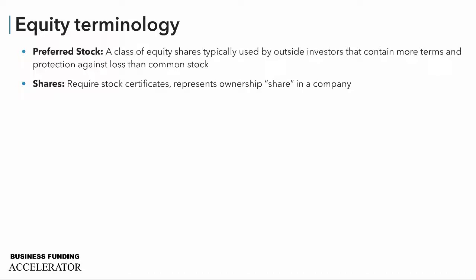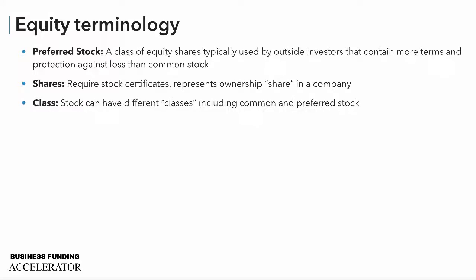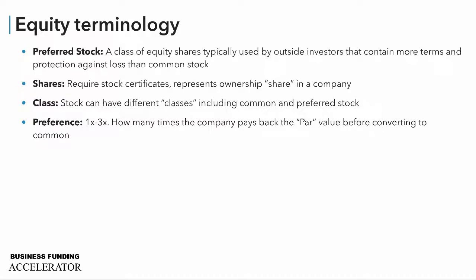Next, we talked about shares as well as stock, but shares require stock certificates. They represent the ownership, or the share, in your company. We talked about stocks having different classes, including common and preferred. Preference is another term that you're going to have to learn when you start to raise equity capital, especially preferred equity. You need to understand what the different terms mean when you start to receive term sheets from investors.